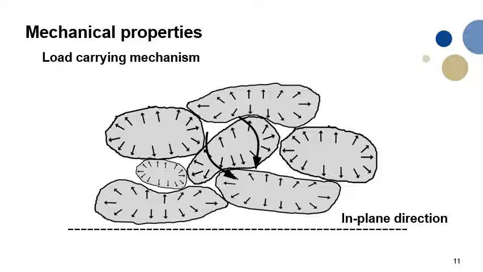The load carrying mechanism in compression is due to the contribution of both bending of the out-of-plane particles that are not aligned with the in-plane direction. So these particles tend to bend, and together with the internal pressure given by the trapped air.